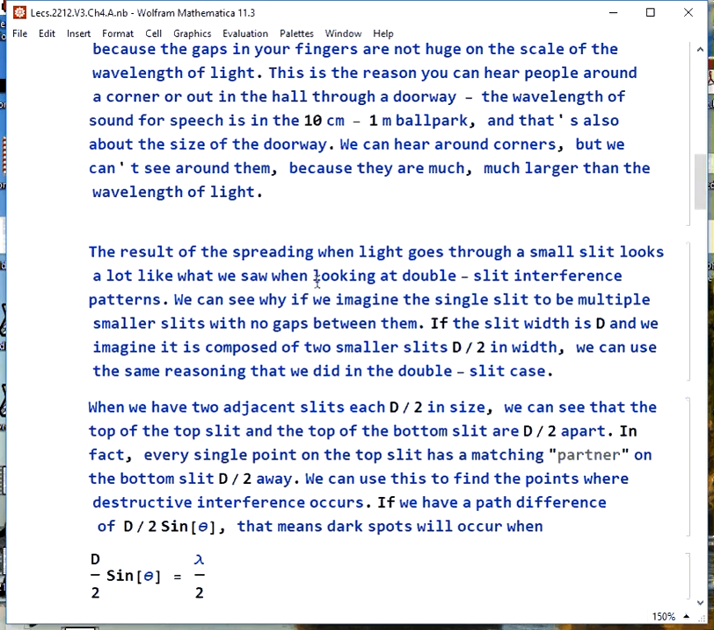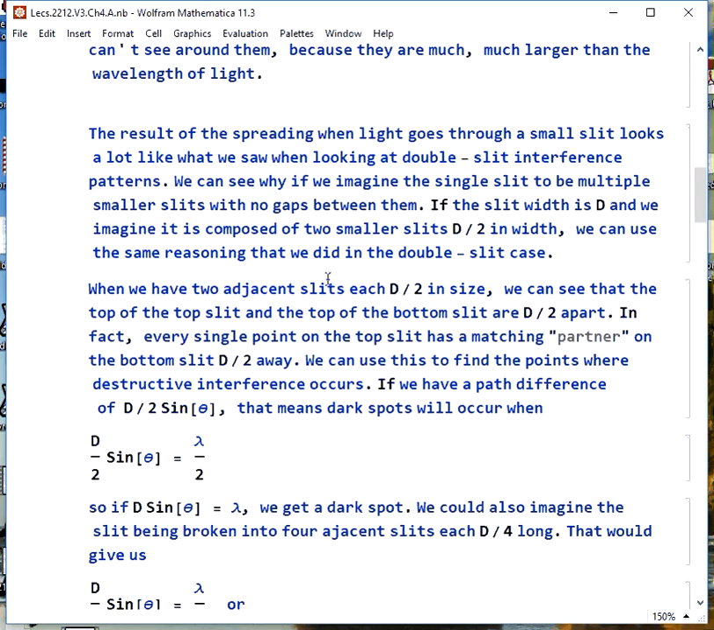The result of spreading when we go through a small slit looks a lot like what we saw when we looked at double slit interference patterns. We can understand this if we apply the same reasoning to the slit by imagining instead of being a physical slit of width d, it's really two slits of width d over 2 right next to each other. If we have those two slits d over 2 in size, we recognize that the top of the top slit and the top of the bottom slit are d over 2 apart, and in fact every single point along the top slit has a matching partner on the bottom slit d over 2 away.